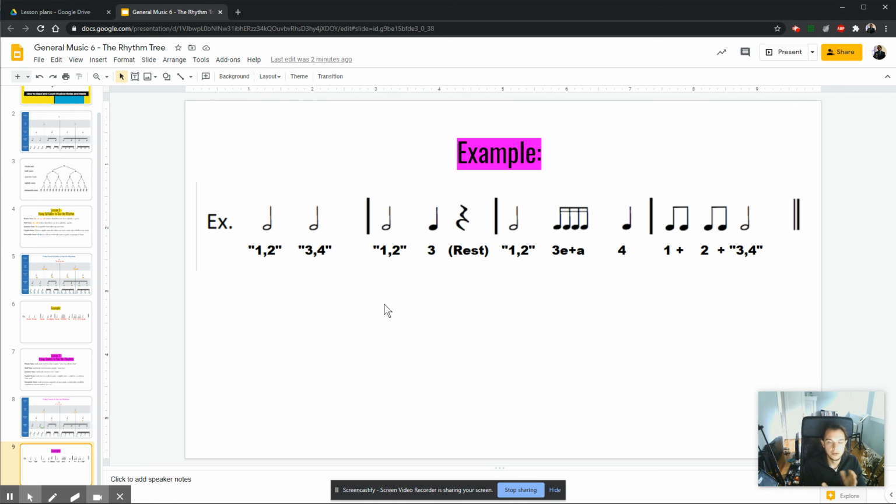So 1, 2, 4 half. 1, 2, 3, 4. 1, 2, 3, rest. 1, 2, 3, and 4. 1 and 2 and 3, 4. And you can do it at any speed that you want.